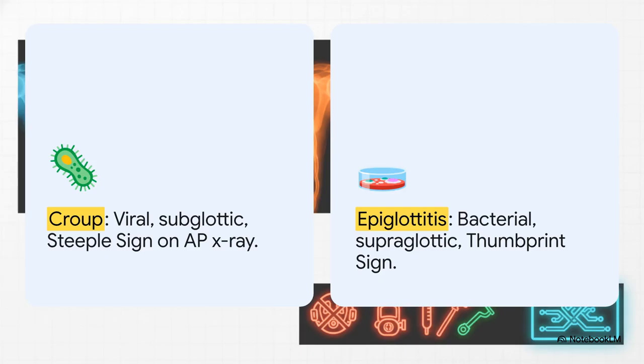Croup is viral, subglottic, presenting with a steeple sign on an AP X-ray. Epiglottitis is bacterial, supraglottic, presenting with a thumbprint sign on a lateral X-ray. Memorize these distinct differences. They are incredibly high yield for rapid, high-stakes differentiation.